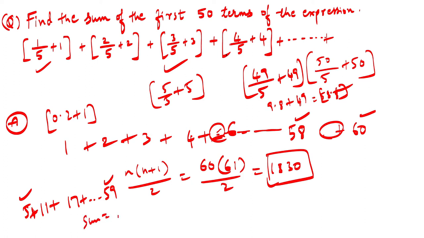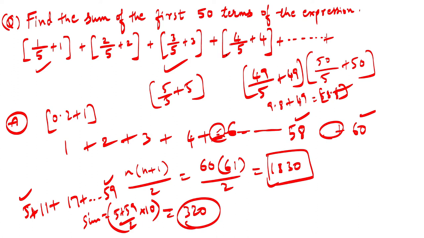Sum will be equal to first term plus last term by 2 into the number of terms, that is 10. So from 5 to 59, the total number of terms will be 10. So this will be equal to 320, right? The sum of the missing terms is 320. And the total sum is 1830. So just subtract this, 1830 minus 320, this will be equal to 1510. So the sum of the first 50 terms of the expression after calculating all the GAFs will be 1510.